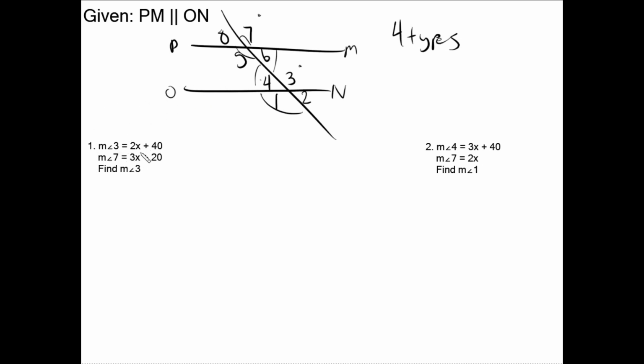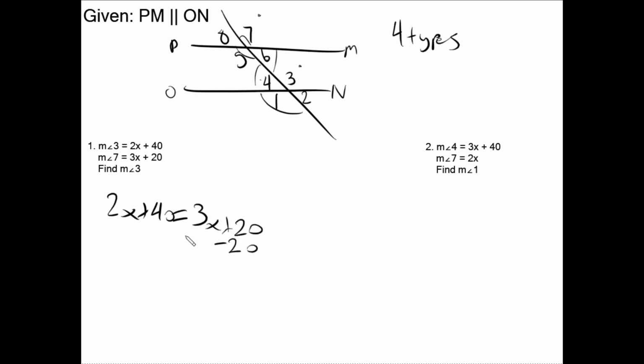Measure of angle 3 equals 2x plus 40. Measure of angle 7 equals 3x plus 20. So 7 and 3 are corresponding angles because they're in the same place on two different lines. They're in the same spot. So since they are congruent, 2x plus 40 equals 3x plus 20.